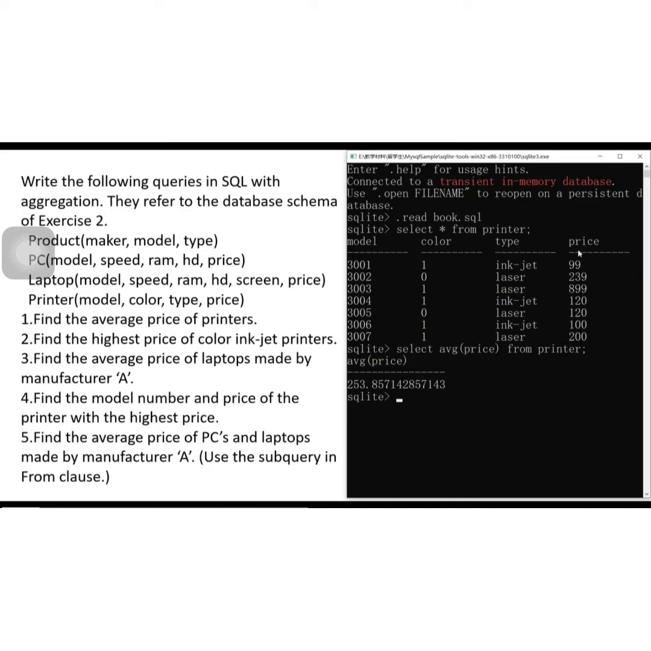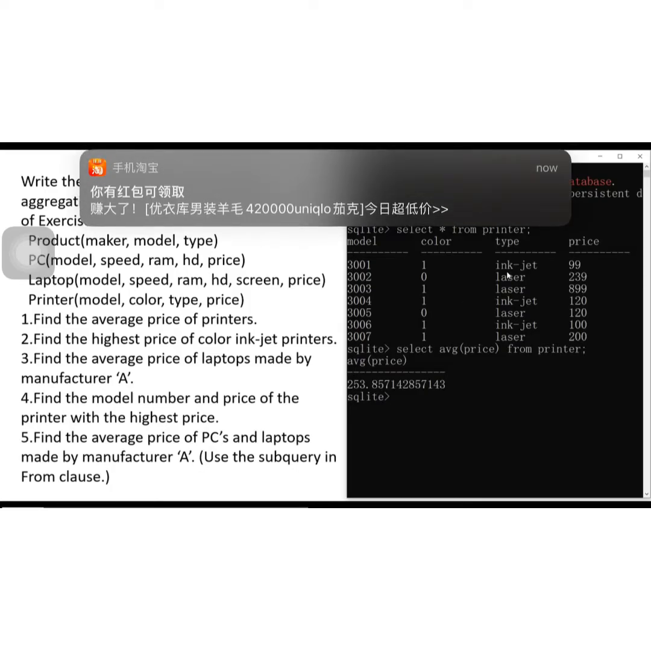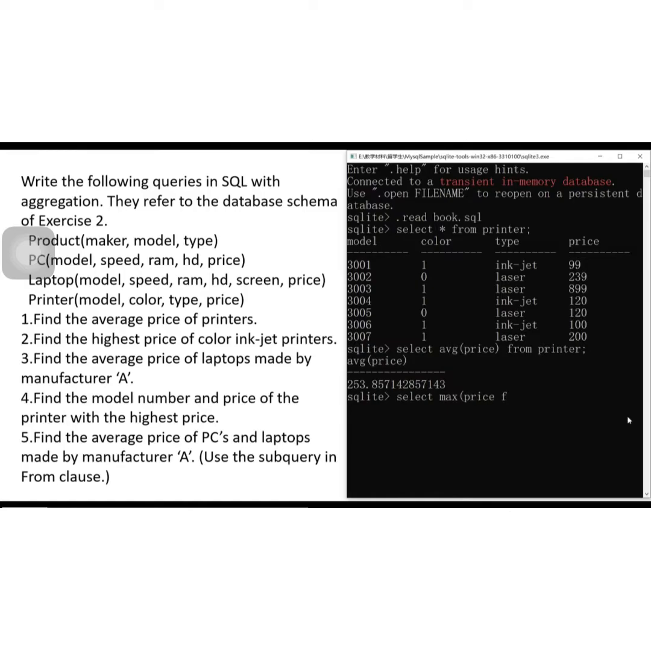We can use max for the component on price with the color is true and the type is inkjet. Select max price from printer where color is true and type is inkjet.